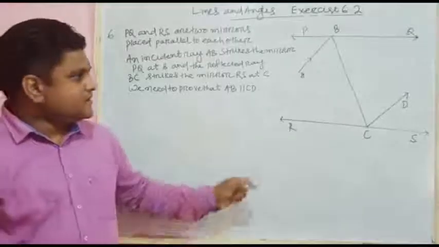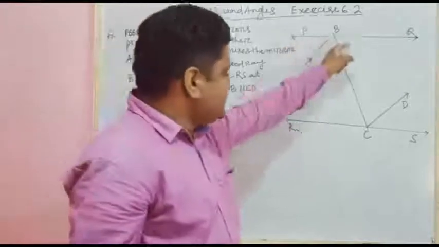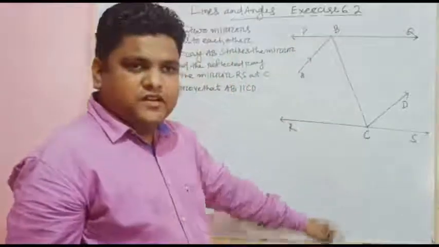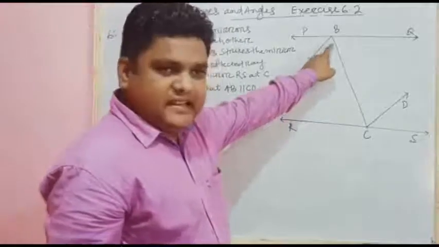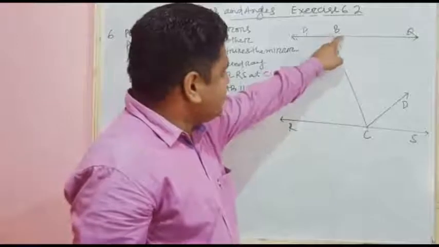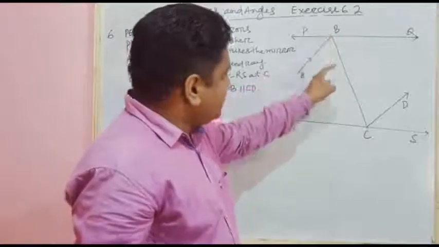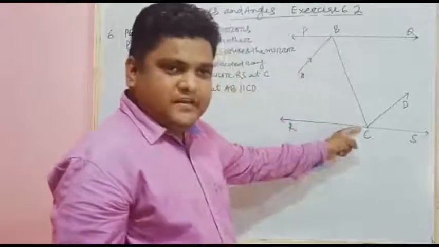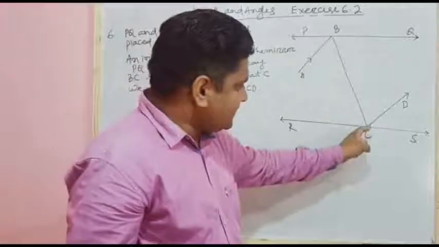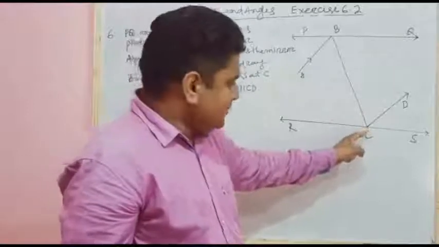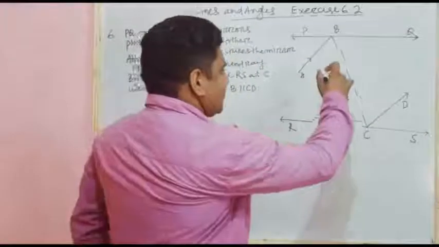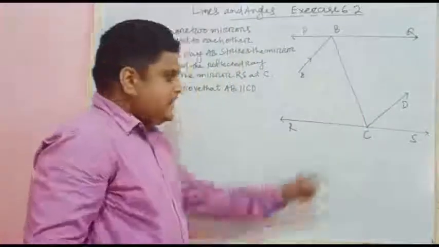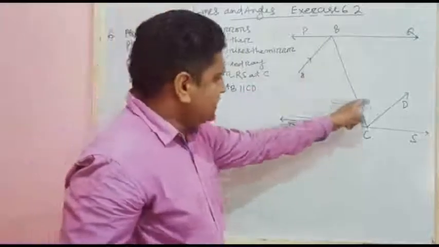Let's see number 6. Number 6 is: PQ and RS are two mirrors placed parallel to each other, and AB is an incident ray that strikes the mirror PQ at B, and BC is the reflected ray that strikes mirror RS at C. Then it will reflect through CD. So let's draw the normal to the plane at B and the normal at C.